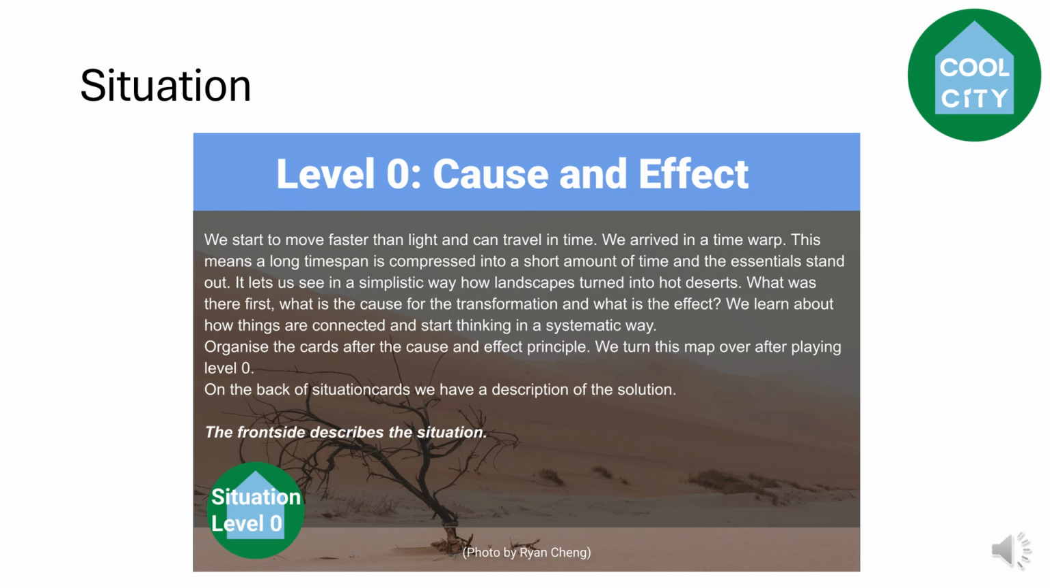What was the cause of the transformation and what is the effect? We learn how things are connected and begin to think systematically. We arrange the cards according to the principle of cause and effect. The back of the situation cards contains a description of the solution. We turn this card over after playing Level 0. The front describes the situation.